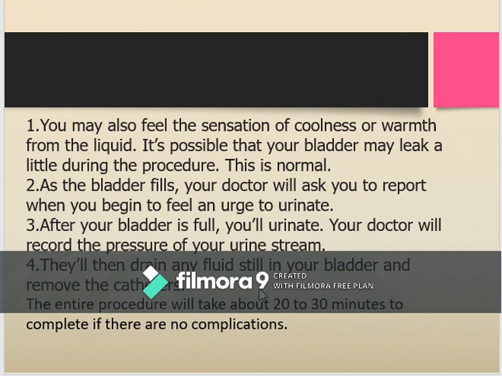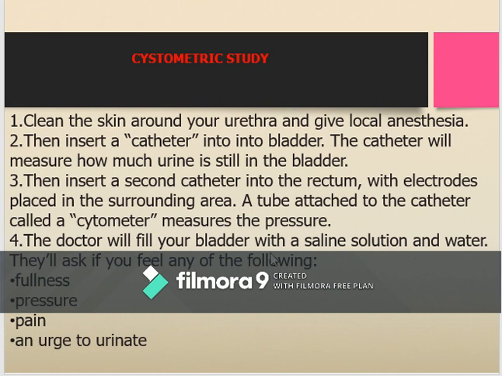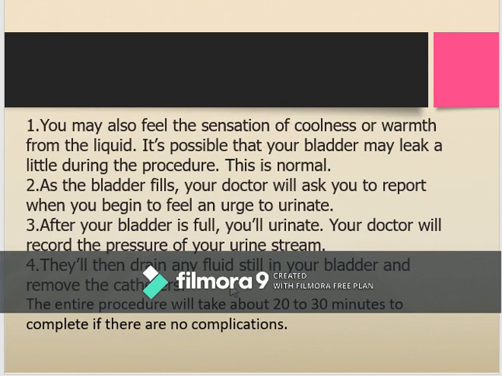Why a rectal catheter? Because when the bladder is getting filled, there will be pressure on the posterior part, that is, the rectum. That is why you are instilling a catheter in the rectum too. This procedure takes about 20 to 30 minutes to complete, and it is usually entirely complication free.